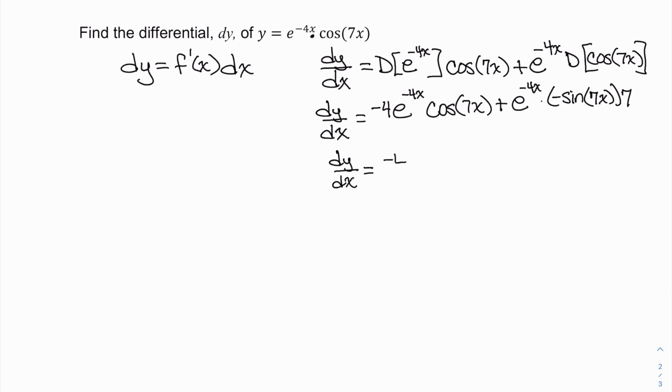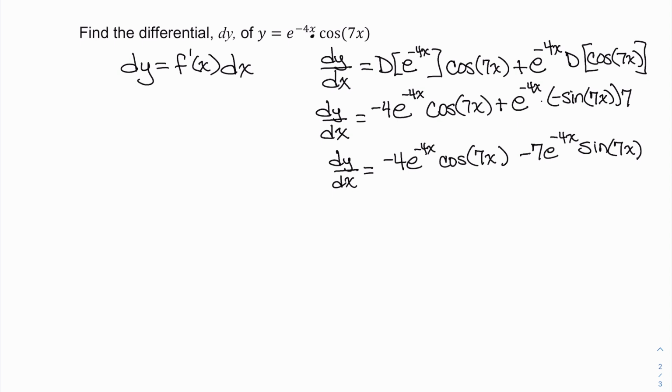is negative 4 e to the negative 4x cosine of 7x, and then when I multiply e to the negative 4x times negative sine 7x, that's negative e to the negative 4x sine 7x, but then also multiply by 7, I'll have a negative 7 e to the negative 4x sine of 7x.